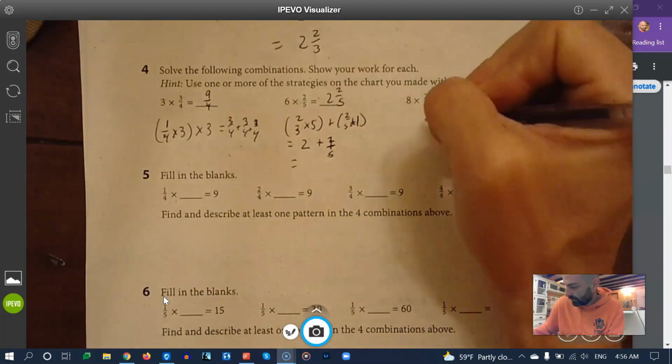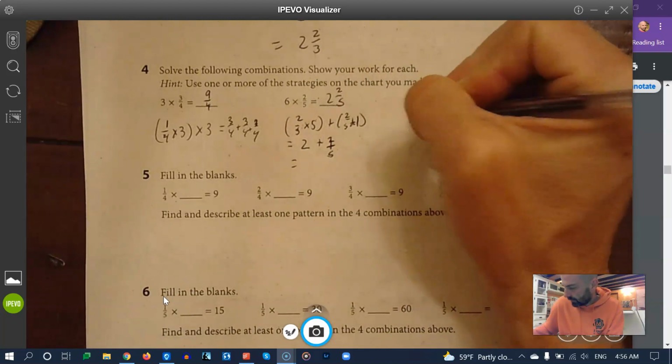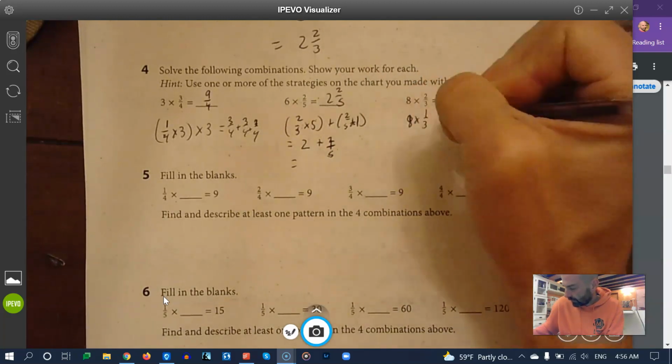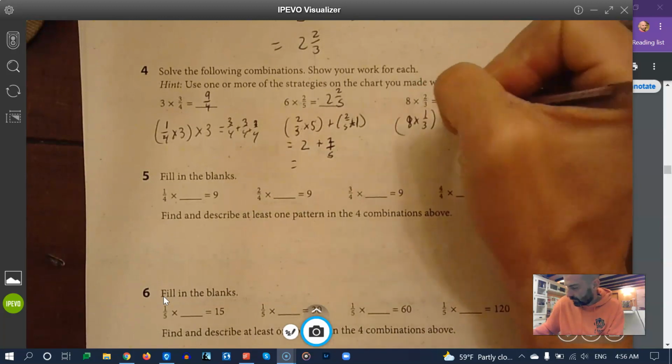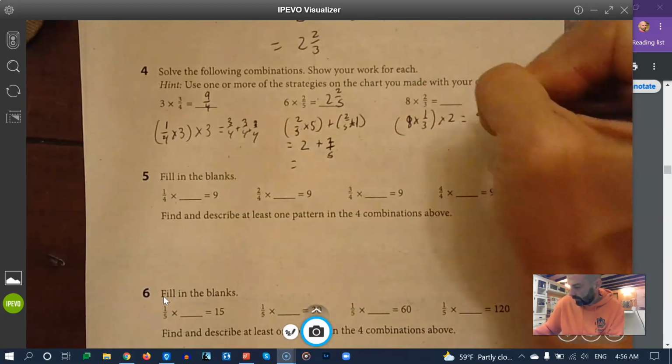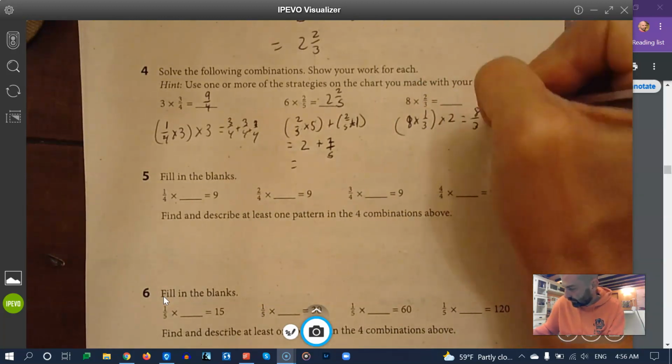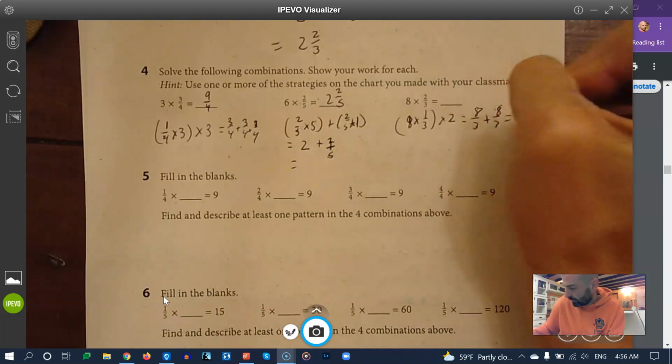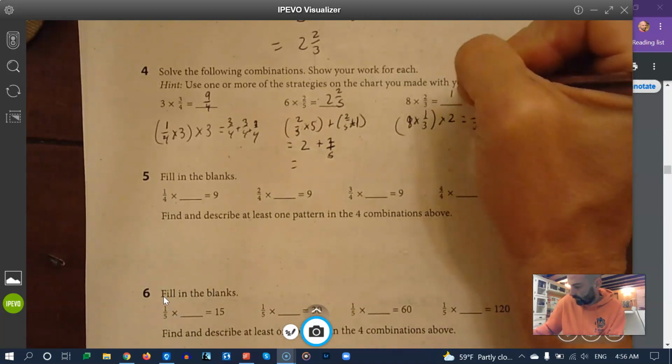8 times 2/3. So 8 times 1/3 doubled is what? 8/3 plus 8/3, which is equal to 16/3.